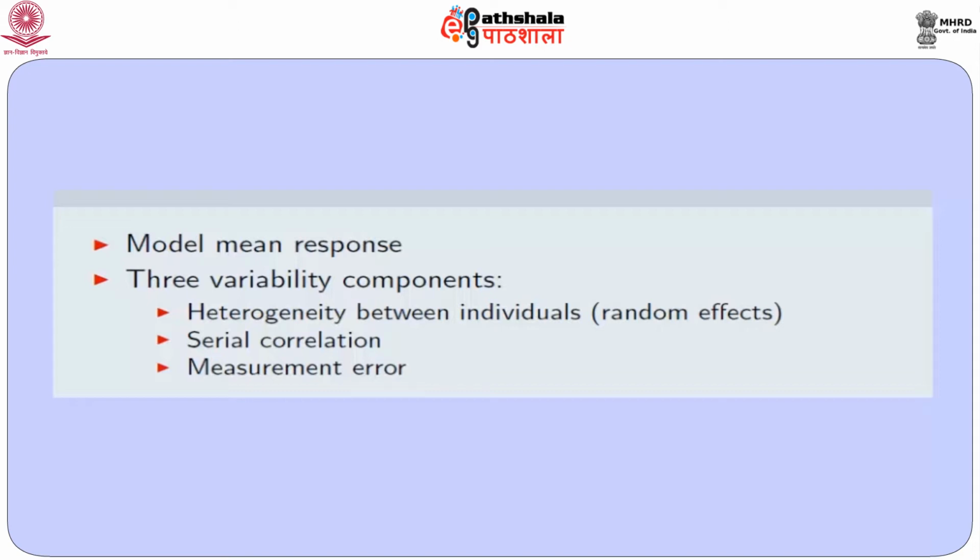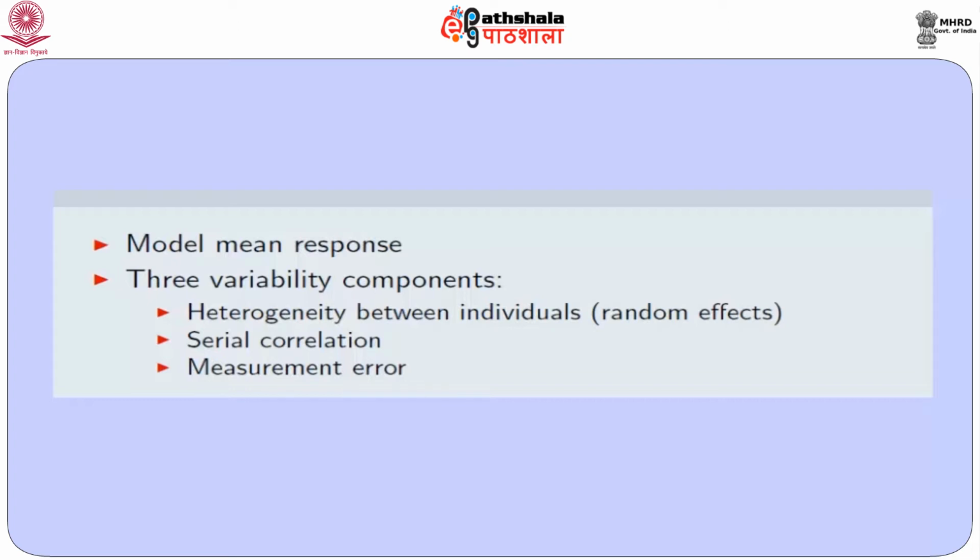Now, what happens is, if measurements are taken over time, then two measurements which are closer in time would be more similar than measurements which are distant apart in time. To incorporate this idea, the idea of serial correlation comes in. Finally, as with any statistical model, there is a measurement error. Longitudinal data allows us to model all the three variability components independently.